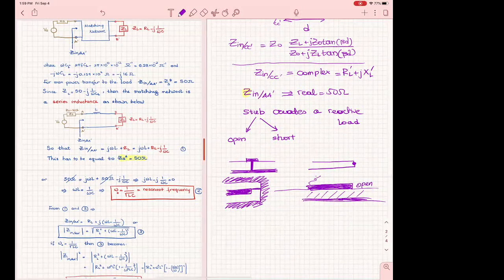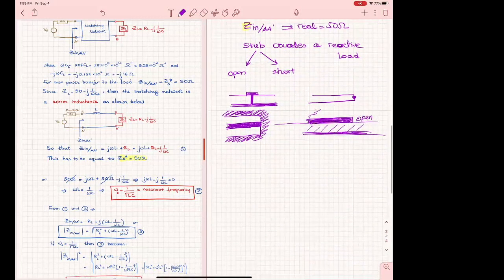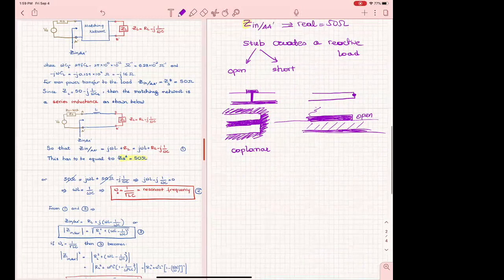So in a coplanar waveguide, if I make my stub out of a coplanar waveguide, a short is better. All right, and for a microstrip, an open is better. So which one you choose depends on your geometry and general considerations about the layout of your circuit.